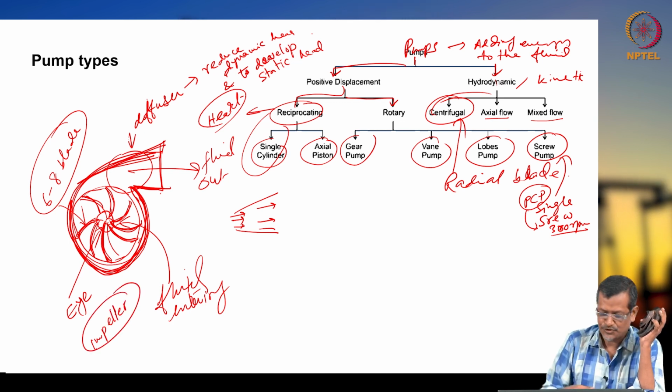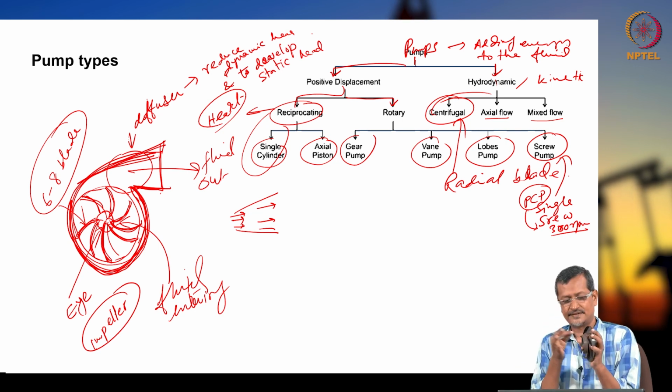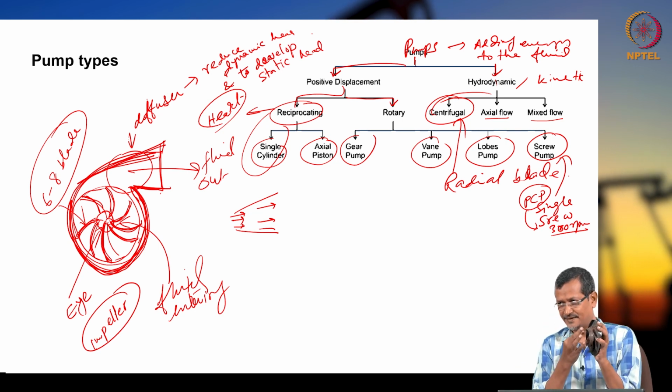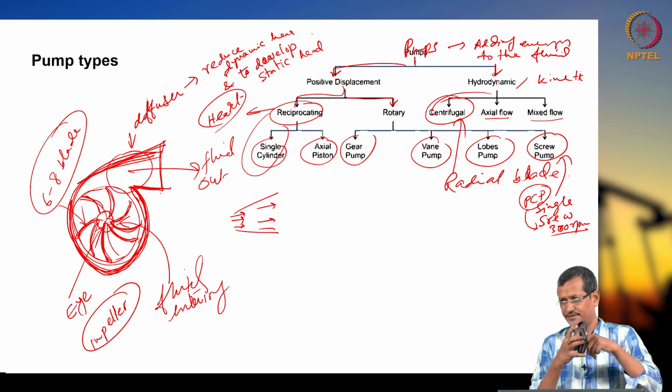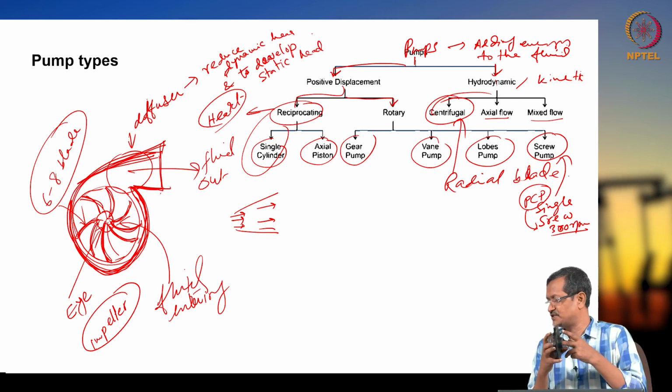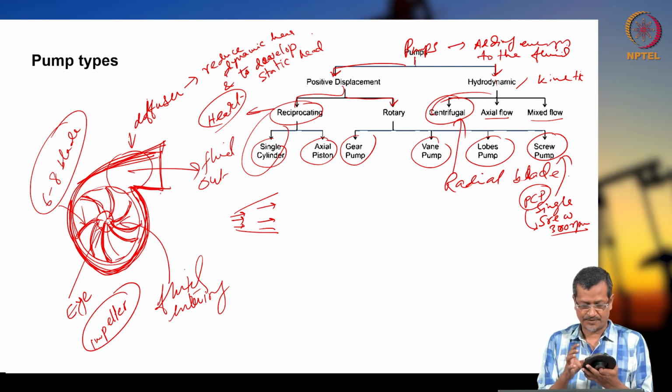Okay, the terms you should remember: this is called the impeller, this is called the blade, and this is the impeller eye. And this is the shaft. The shaft will be there because I did not bring my shaft. I will show another impeller, so their shaft is there.